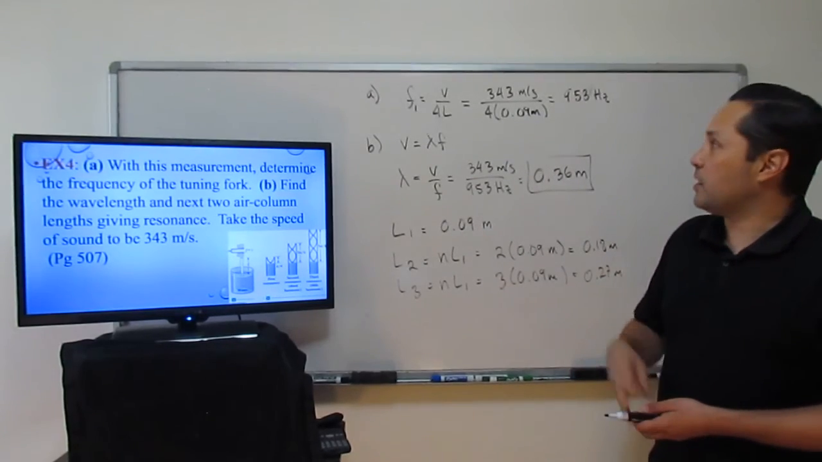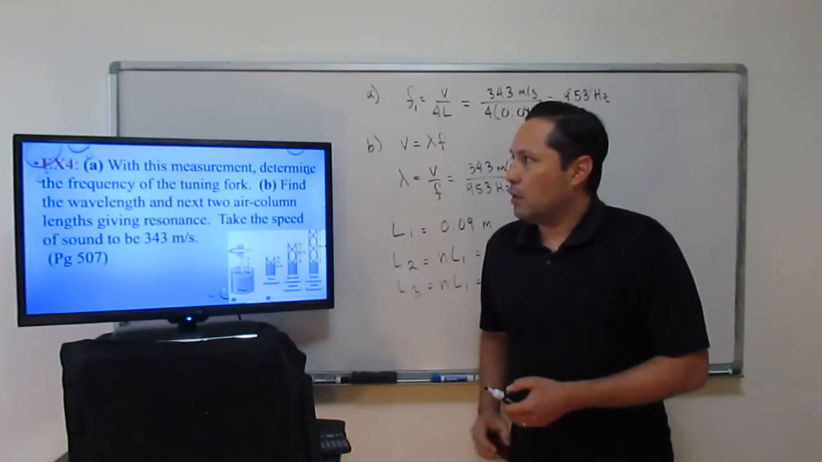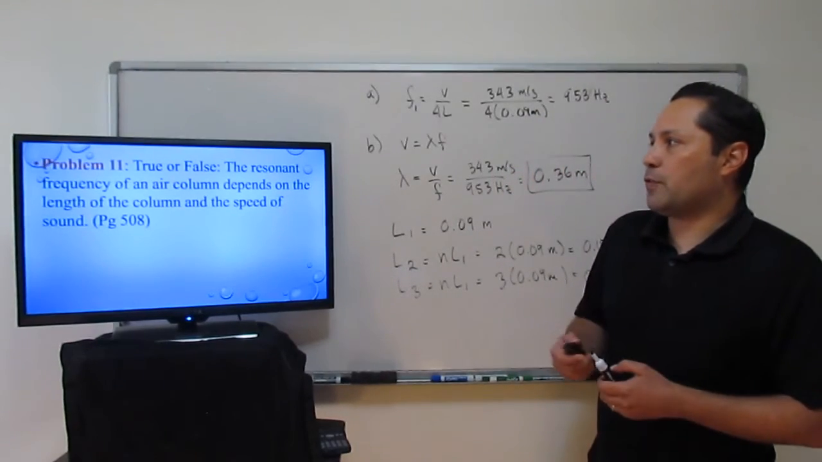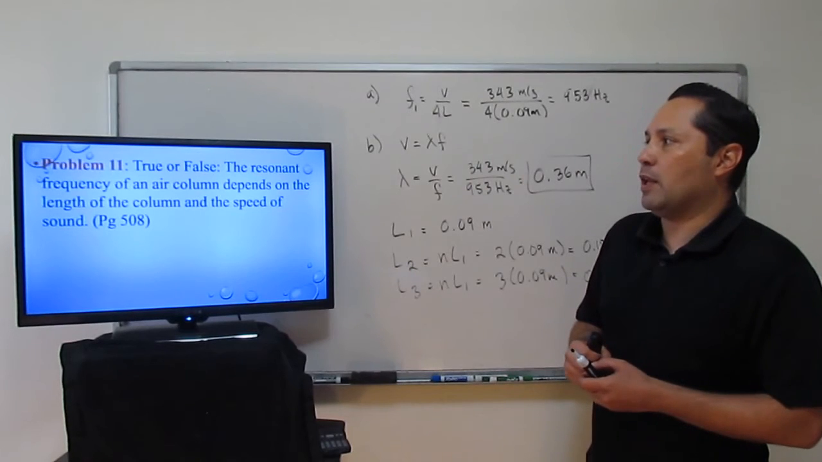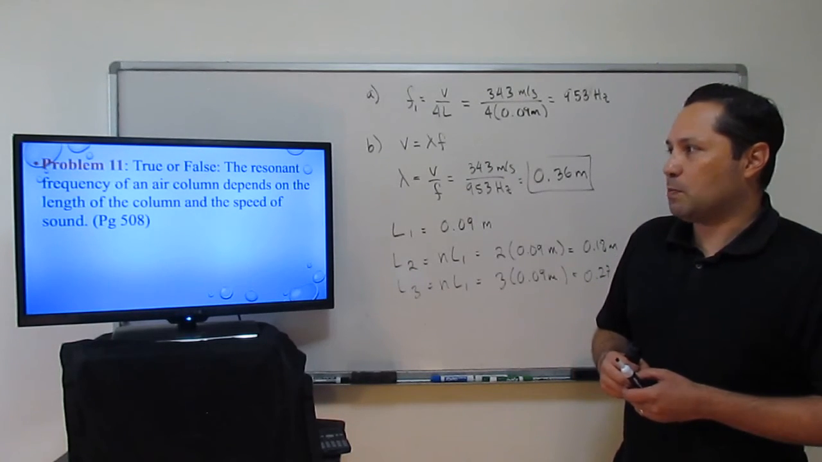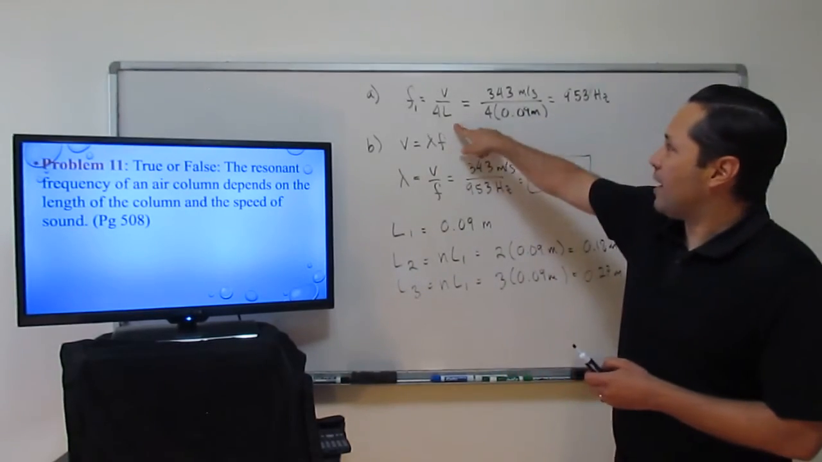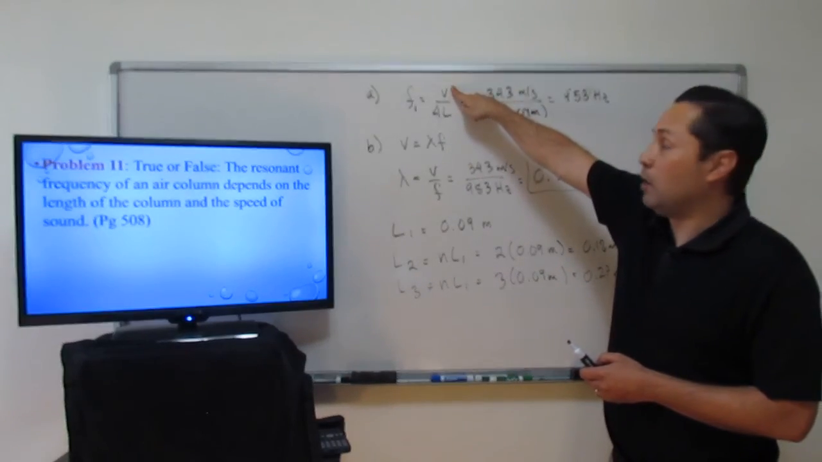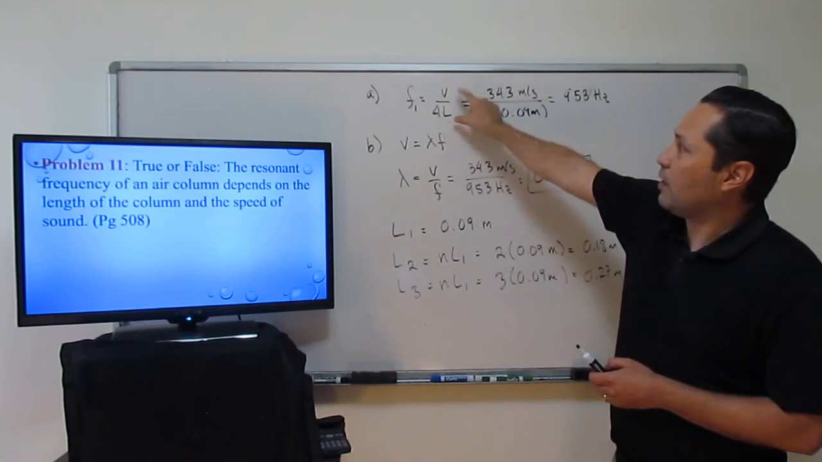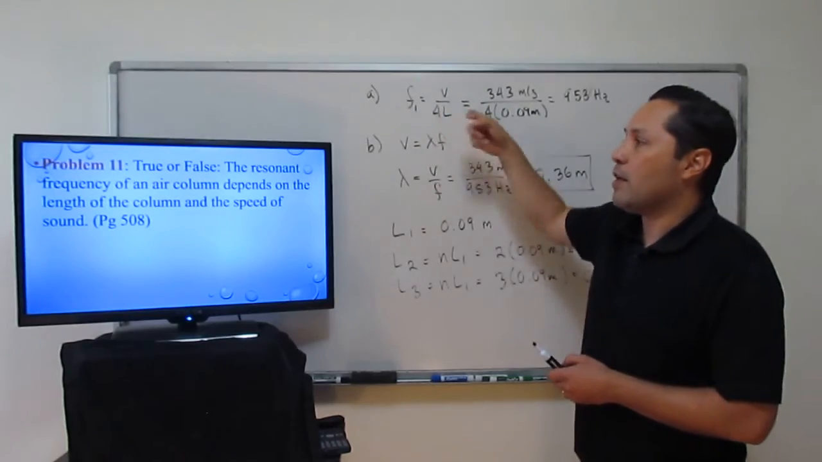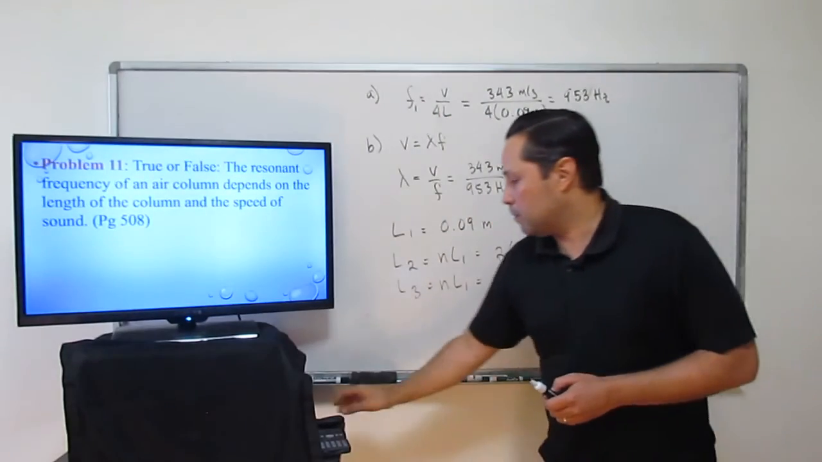All right, so that is example 4. In our next problem, problem 11, it asks true or false: the resonant frequency of an air column depends on the length of the column and the speed of sound. If you look at the formula, yes, it does depend on the speed of sound and the length as well. They're in the formula and those affect the frequency. So that is a true statement.